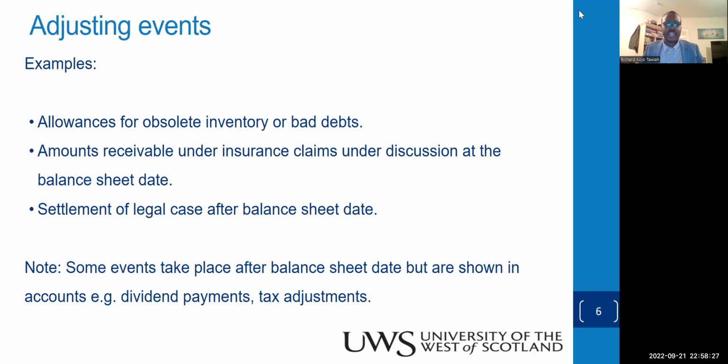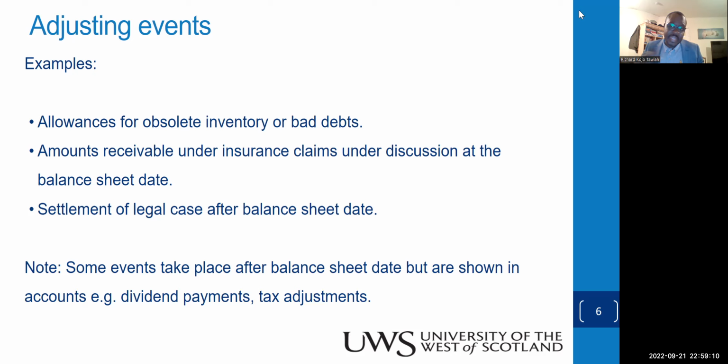Probe all of these. Now, examples of adjusting events, the list is not exhaustive, okay? Probe further, read more research into this, and you can get more examples of events which are examples of adjusting events. So, example like allowances for obsolete inventory or bad debt. And of course, look at the cutoff date. Amounts receivable under insurance claims under discussion at the balance sheet date. Any settlement of legal cases after the balance sheet date. Yes, they settled the legal case with some compensations paid after the balance sheet date.